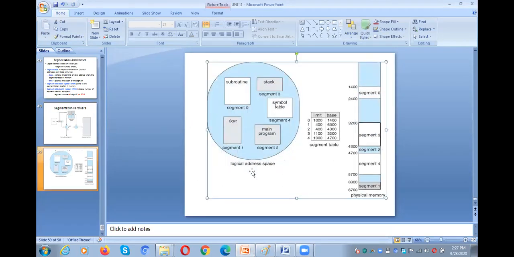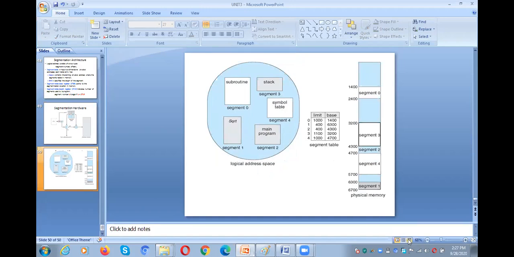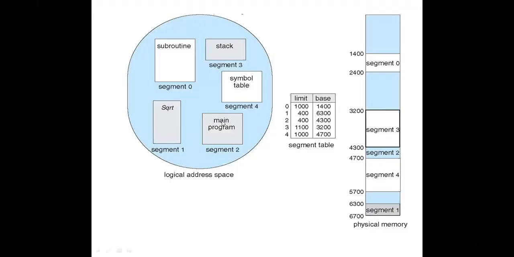This is the logical address space. Follow the cursor. This is a logical address space, that means the user process. How many segments are there in the user process? The total user process is divided into 5 segments. What are those? Main segment, symbol table segment, stack segment, subroutine segment, and SQRT, square root. This is the logical address space of one process. Each and every segment has a base address and a limit register. So check segment 0.